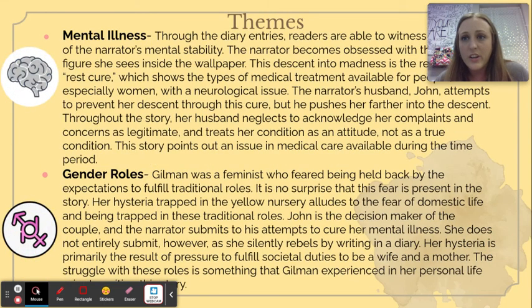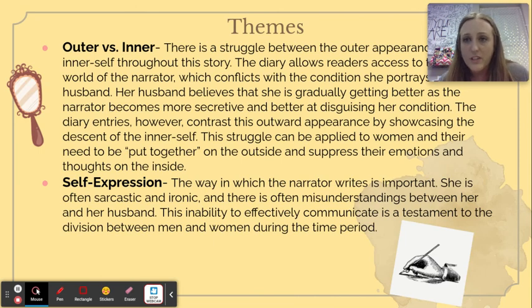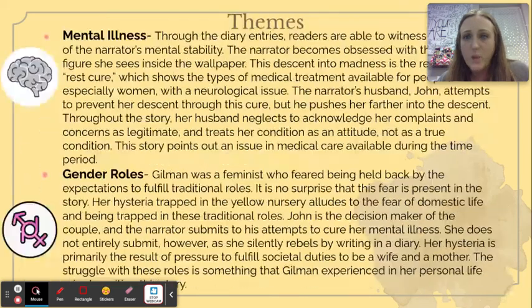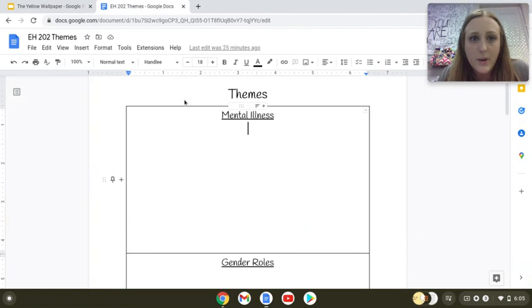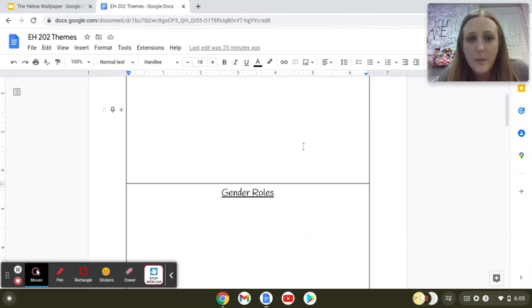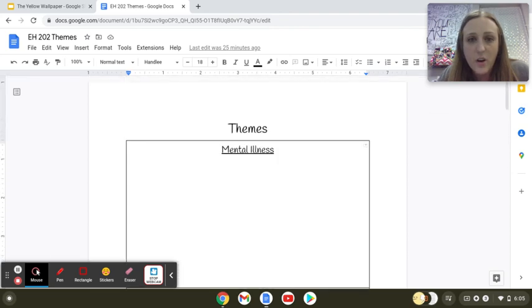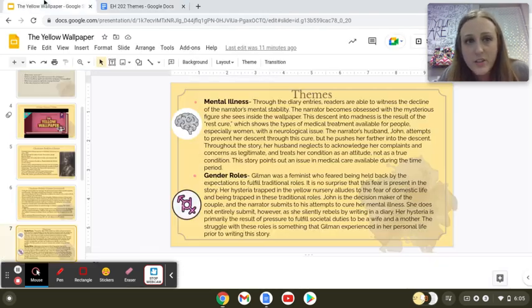As a class, we're going to look at four different themes, and on your guided note sheet, you should see the four themes listed: mental illness, gender roles, outer versus inner, and self-expression. In your groups of about three or four, you are going to be assigned one of these themes, and you're going to find five pieces of textual evidence to support this theme. Once you have your five pieces of textual evidence, you're going to type them on this document, and we will use this as a class to discuss the themes and how they are represented in this particular story.